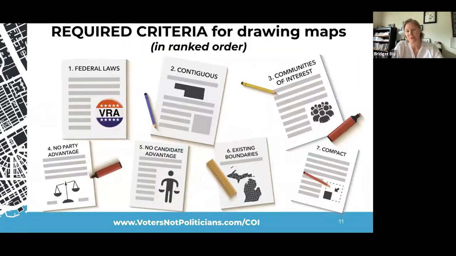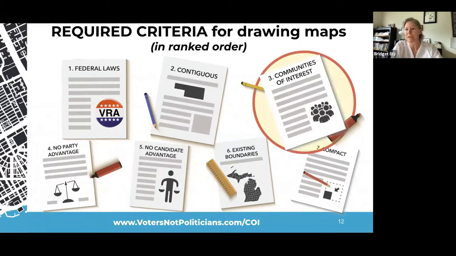The new seated commission has 7 required criteria that they will use to draw the maps. Most importantly, they have to follow federal laws regarding the roughly equal distribution of population across the districts, and the Voting Rights Act of 1965. But today we're going to be focusing on the third criteria, the role of communities of interest.